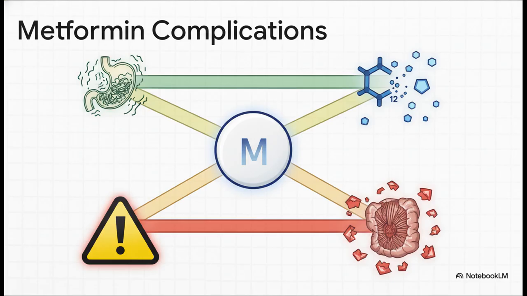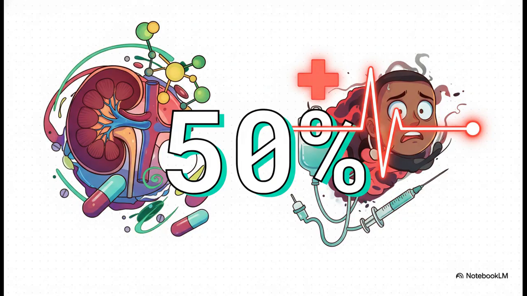Most people get some GI upset at first, but the really serious complication, the one we're always worried about, is lactic acidosis. It's rare, but it's incredibly dangerous. So why all the fuss over a rare side effect? Because it has a mortality rate of up to 50%. Yeah, 50%. That's a coin toss. This isn't just a side effect, it's a potential catastrophe.